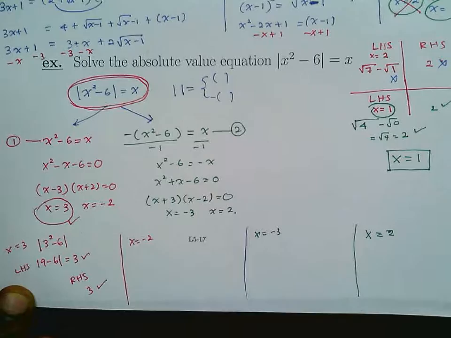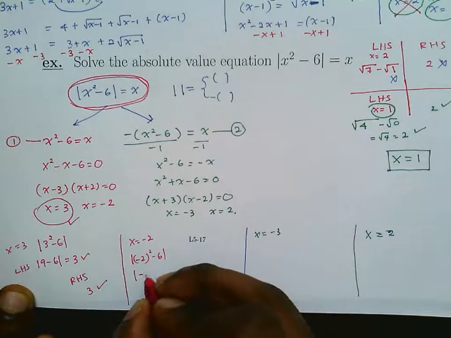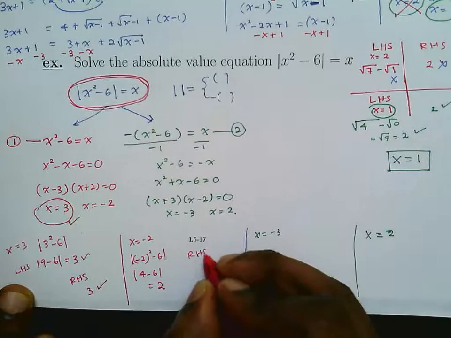Now x equals negative 2. You plug in on both sides, and on one side you get the absolute value of negative 2 squared minus 6, so that would be the absolute value of 4 minus 6, that is just 2. And on the right-hand side, you just get negative 2. So they are not the same, so this is not the correct answer.